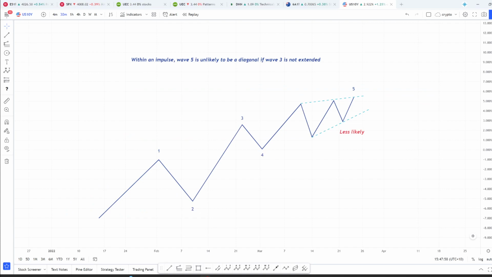The next guideline is within an impulse, wave 5 is unlikely to be a diagonal if wave 3 is not extended. So that means that we've got a bit of a stock standard wave 3 that's not really that much longer than wave 1. It's a lot less likely that we're going to get an ending diagonal in the 5th wave. Once again, a lot of these guidelines will probably apply very, very little in terms of actual practical application, but we need to be aware of them if they're written in the book.